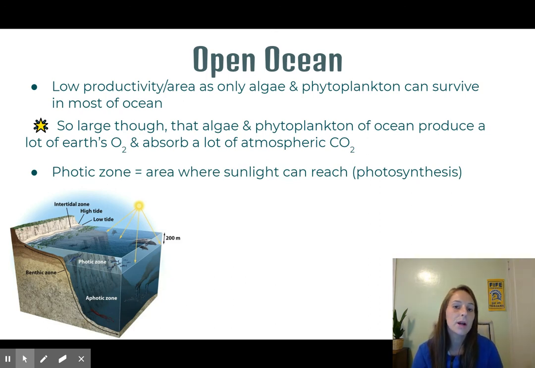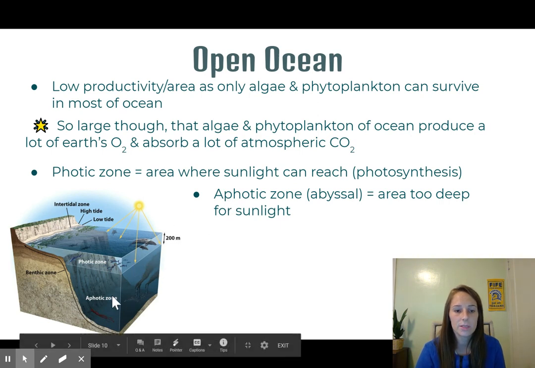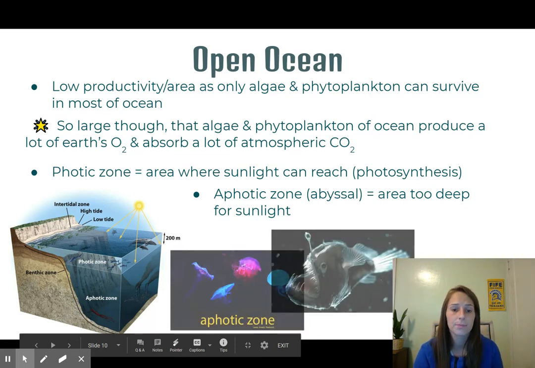Now, there are different parts of the open ocean. You've got the photic zone, which is an area where sunlight can reach. Photosynthesis can happen in this area. This is where you have your algae and your phytoplankton. Then you have the aphotic zone, which is also called the abyssal. And this area is going to be too deep for sunlight. You're not going to have any algae or phytoplankton down here because sunlight can't reach down there.